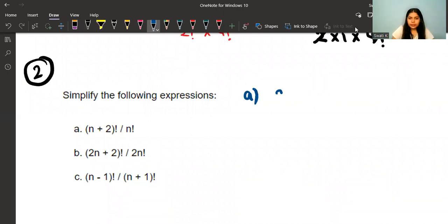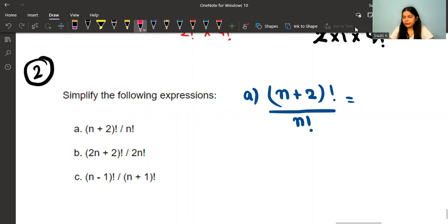N plus 2 factorial, I'm writing as it is. And then this is n factorial, right? Now I'll simplify the numerator. You will understand why I'm doing that. So n plus 2, right? So of course, what is the formula? If you have n factorial, it is n into n minus 1. You have to subtract, right? Here also we'll do the same thing. N plus 2 as it is. Now from this, we will subtract 1. So it is actually n plus 2 minus 1, which is n plus 1 only.